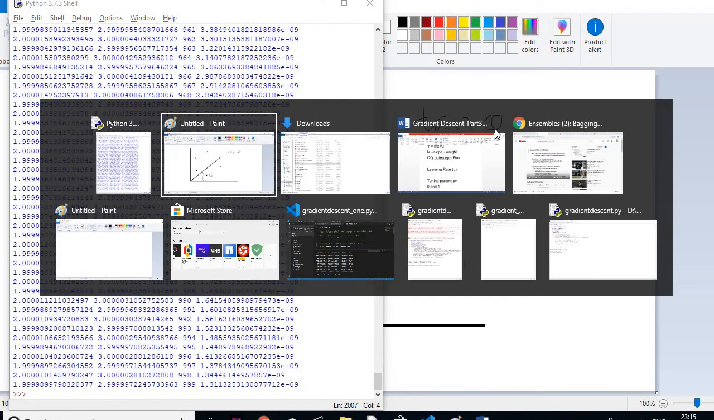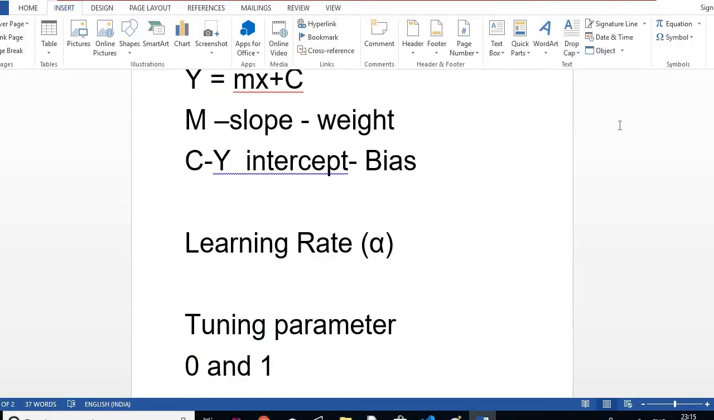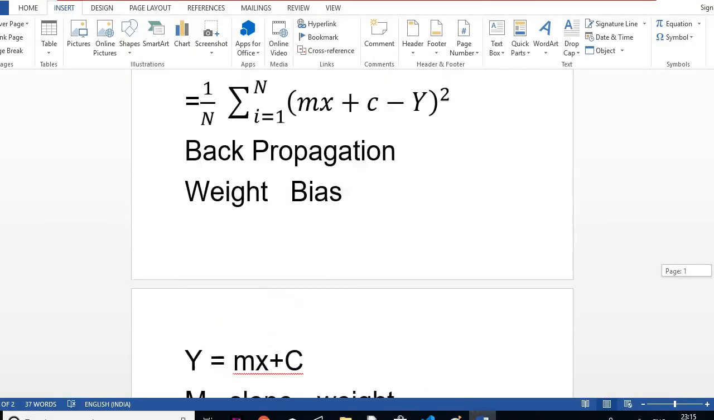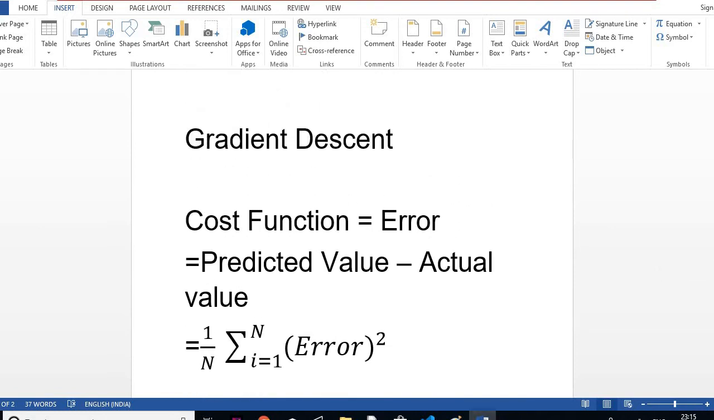So what is gradient descent? We already discussed. Gradient descent is an iterative optimization algorithm. It is an iterative, repetitive process. Gradient descent is an iterative optimization algorithm for finding the minimum of a cost function. That's what we discussed in the previous videos.